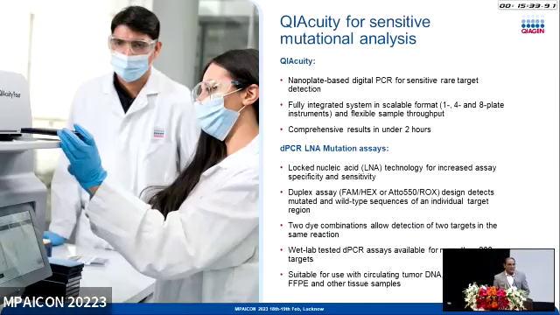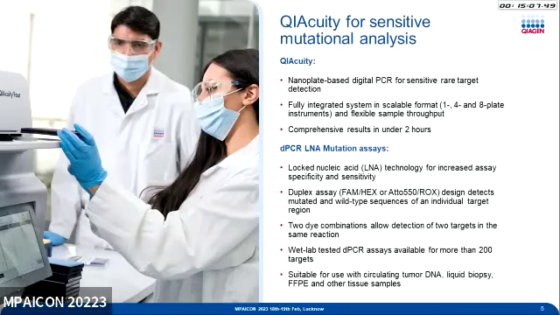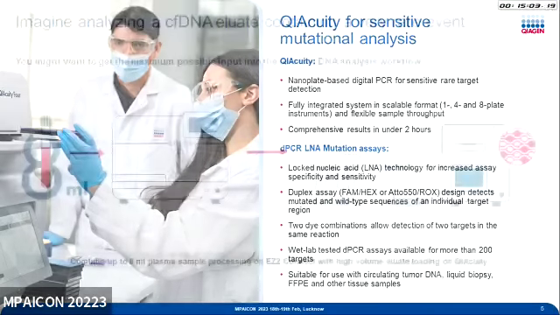There are multiple formats depending on your throughput. You can have a 1 plate, 4 plate, or even 8 plate system if you have high throughput. We also have multiple assay options. We have LNA based assays which increase the sensitivity and specificity. We also have duplex assays, so that wild type and mutant can be detected together in the same reaction chamber. It's well tested. We have multiple solutions in this wet lab, with more than 500 assays available right now, and some more in the pipeline.